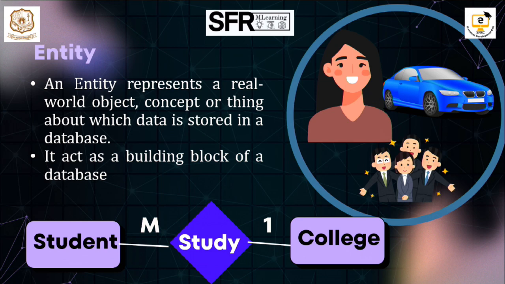The entity type defines the structure of an entity, while individual instances of that type represent specific entities. An entity is represented as a rectangle in an ER diagram. For example, in the following ER diagram, we have 2 entities, student and college, and these 2 entities have many to one relationship as many students study in a single college.